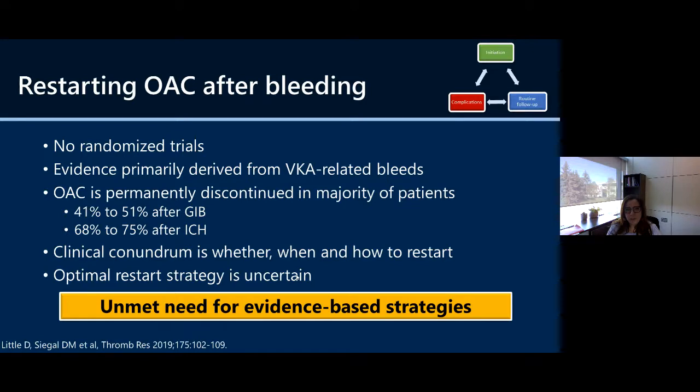So what do we do after bleeding? The person has had bleeding, and hopefully they've done well. Hemostasis is achieved. They're ready to go home from hospital. What do we do? We get called about this all the time.